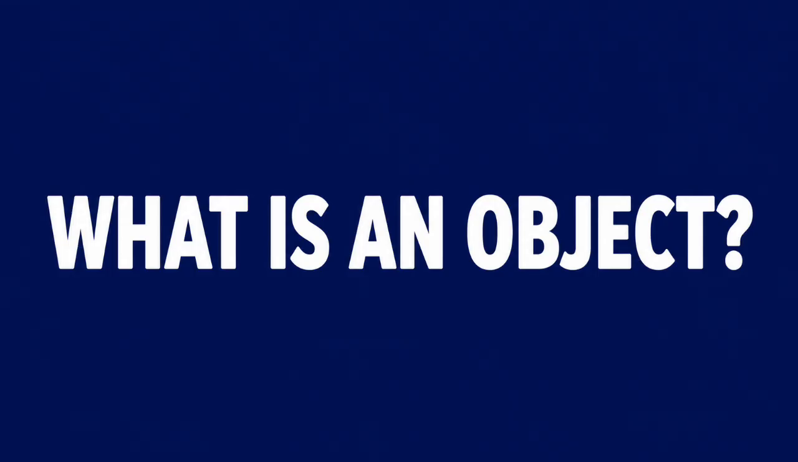Now, what is an object? An object is the person or thing that receives the action of the verb. It answers the question, what or whom, after the verb. Let's understand this with some examples.